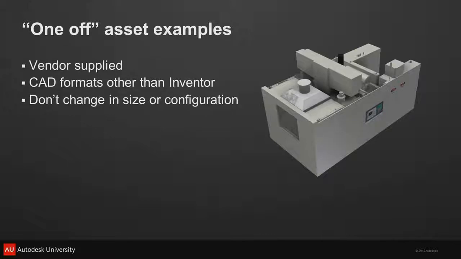So some one-off asset examples. A lot of times, at least in my dealings, I found that a large customer will be working with a machine supplier that's making a large custom piece of equipment. And they're able to supply them with a 3D model. And that 3D model could come from SolidWorks, it could come from Inventor, it could come from Pro-E, it could come from Unigraphics, it could come from just about anywhere, really, right? So they don't really change in size or configuration. It's just their design goes in, it sits in place, and that's it. Okay, so it's just a machine.